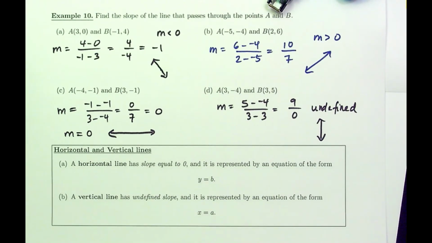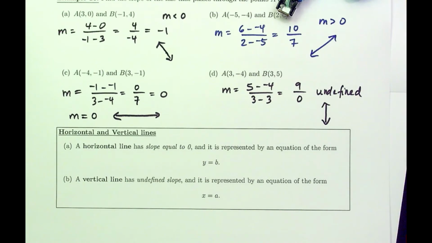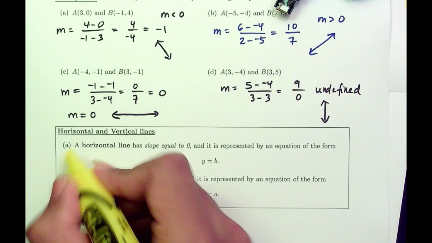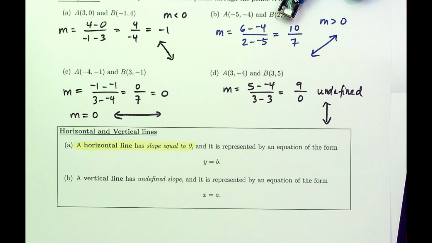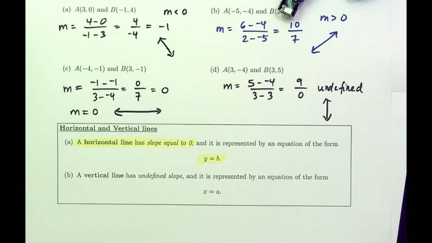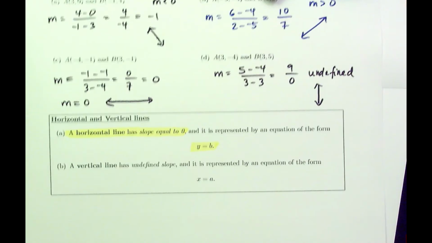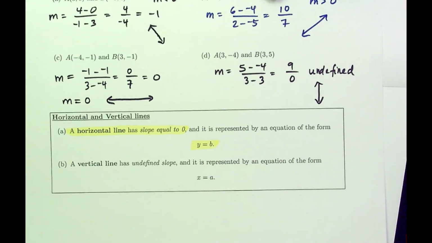The last two it is worth mentioning and pointing out. I put those in the little box here. A horizontal line is going to have slope equal to 0. And horizontal lines have equations that are always of this form: y equals a number, where b is a number. Y equals 5, y equals 10, y equals negative 20, whatever. If you see the equation of a line that is like that, that means it's going to be a horizontal line.